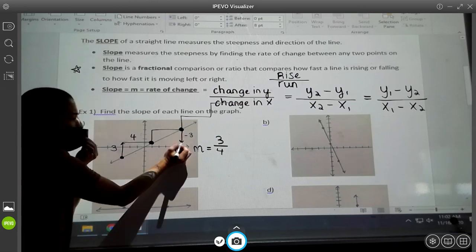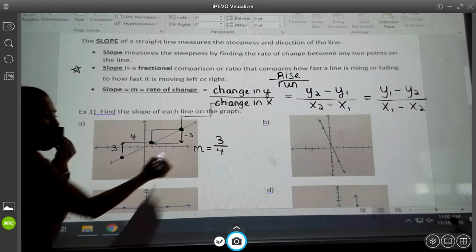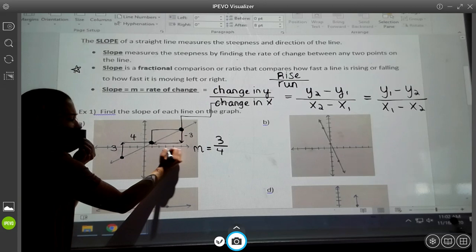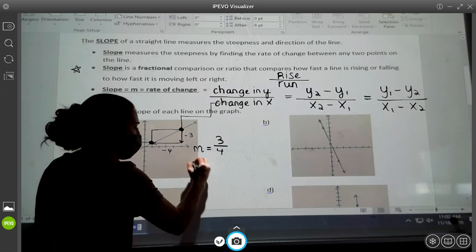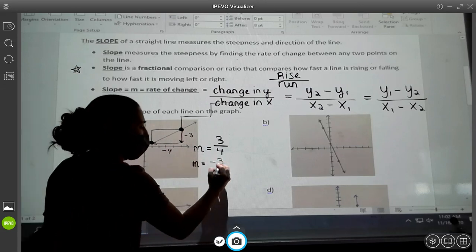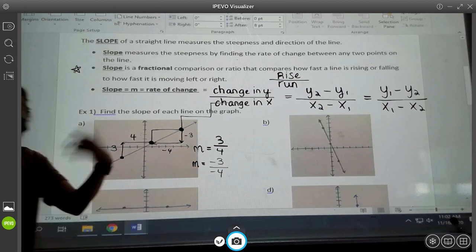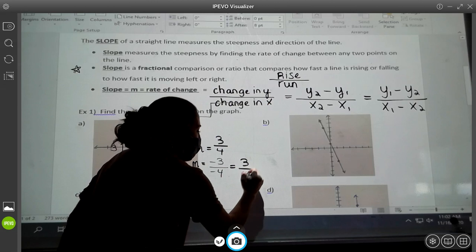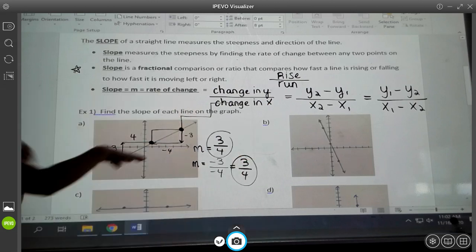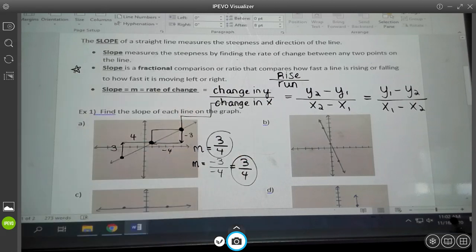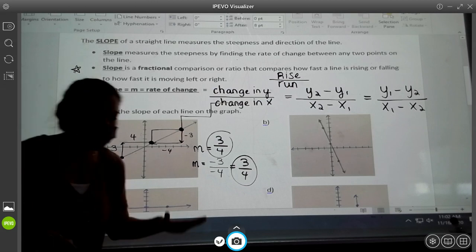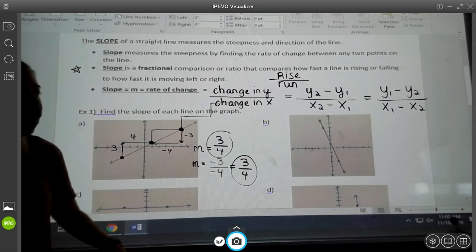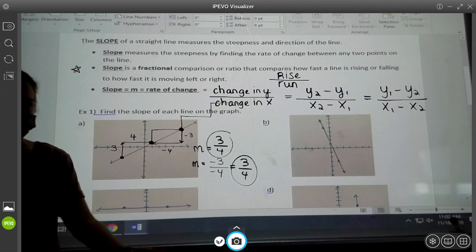And then how many would you have to go to the left to get to the next dot? 1, 2, 3, 4. Left 4. So in that case, that person's slope would be a negative 3 over a negative 4. But guys, what's a negative over a negative reduced to? Positive. So it doesn't matter. Any way you count this, we're all ending up with positive 3/4 as our slope. So like I said, pick any 2 points you want and count your rise and count your run.